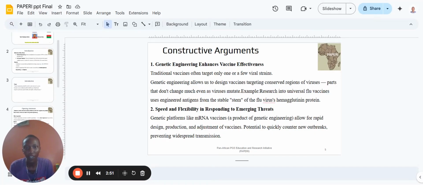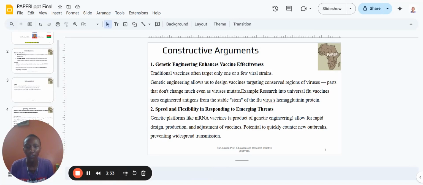So our constructive arguments were as follows. Number one, genetic engineering enhances vaccine effectiveness. Traditional vaccines often targeted only one or a few viral strains. Genetic engineering allows us to design vaccines targeting conserved regions of viruses, parts that don't change much even as viruses mutate. For example, research into universal flu vaccines uses engineered antigens from the stable chain.